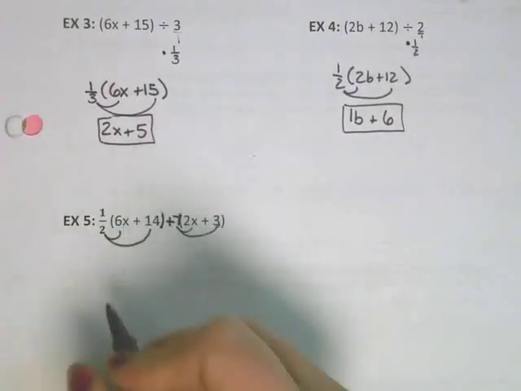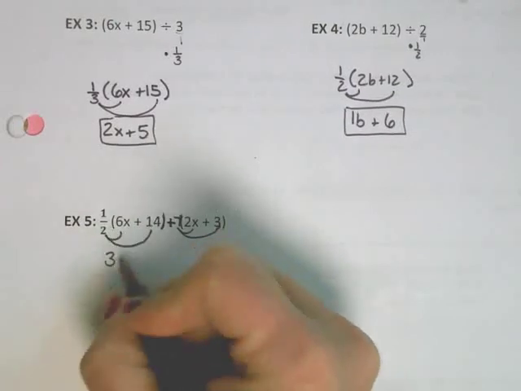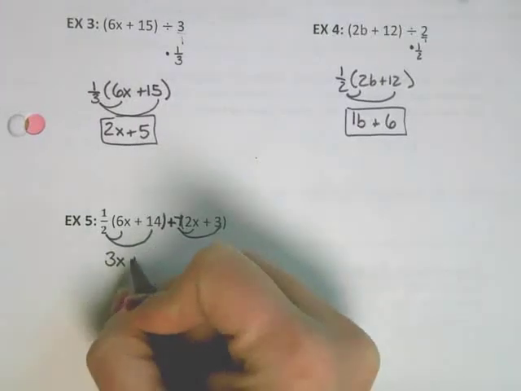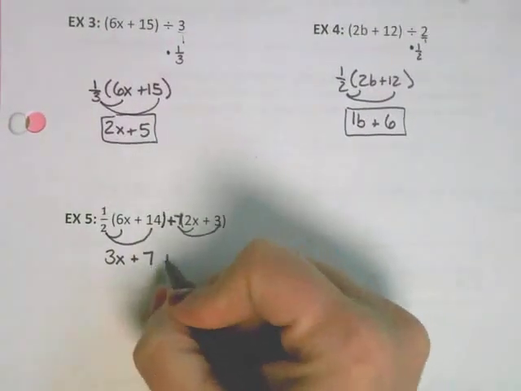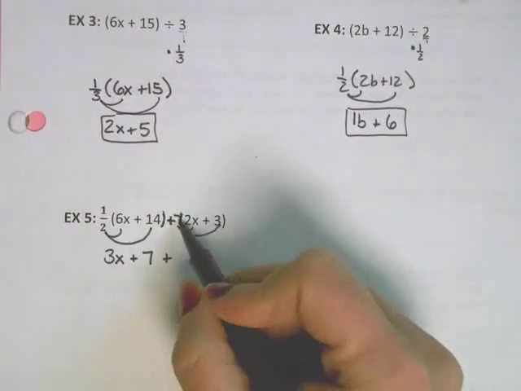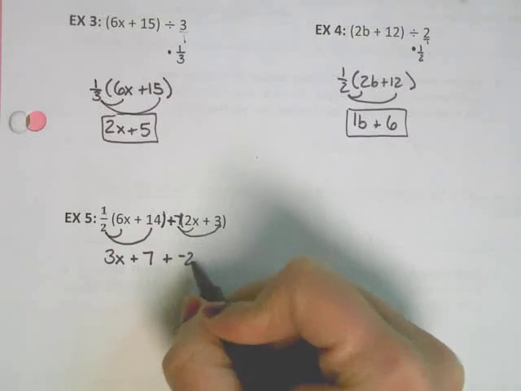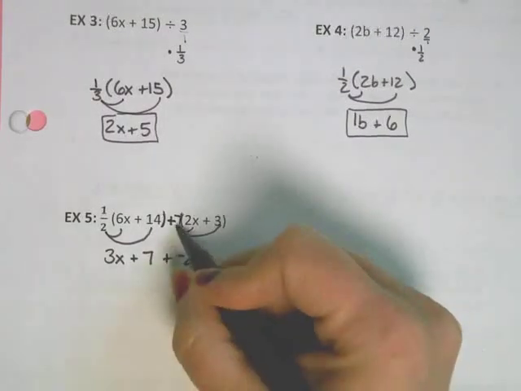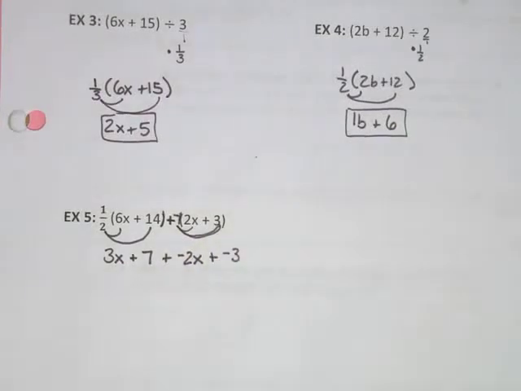1/2 times 6x, a half of 6x. So what's a half of 6? 3, and we still have times x. A half of 14, 7. And then we're done with that distributive property. I'm bringing down my plus here, and I'm going to do this distributive property. -1 times 2x. Negative times a positive is a negative, and -1 times 2 is 2, and there's still an x. -1 times 3 plus -3.